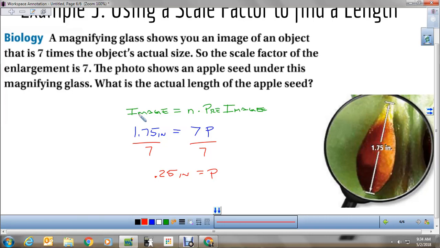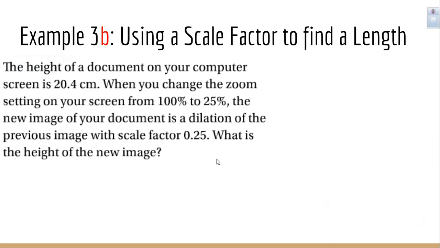Once again, we take the image, use this equation: image is equal to the scale factor times the pre-image. All right, let's take a look at the last one here. The height of a document on your computer screen is 20.4 centimeters. When you change the zoom setting on your screen from 100% to 25%, the new image of your document is a dilation of the previous image with a scale factor of 0.25. What is the height of the new image? Pause the video, come back and check your work when you're done.